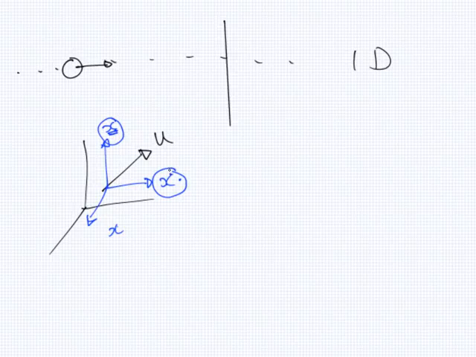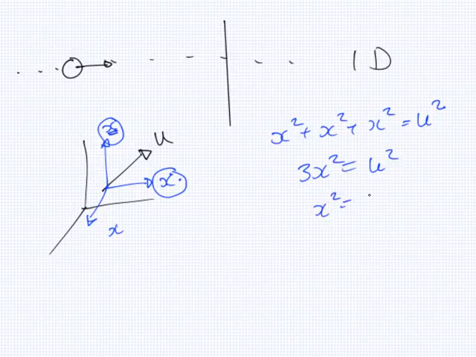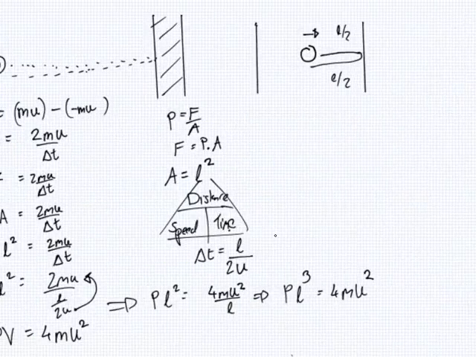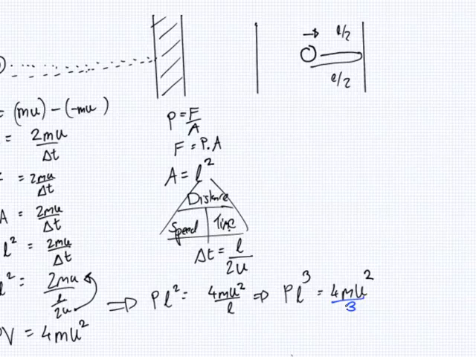Do you understand? So using Pythagoras, we can say x squared plus x squared plus x squared equals u squared. So 3x squared equals u squared, so x squared equals 1 over 3 u squared. So to go from 1 dimension to 3 dimensions, I just need to take my u squared and divide it by 3. So if I go back to here, I need to put a 3 here.